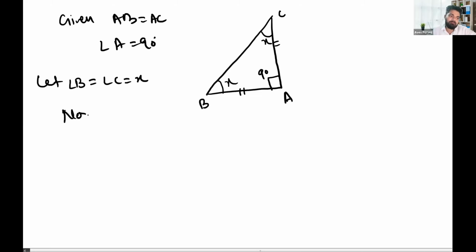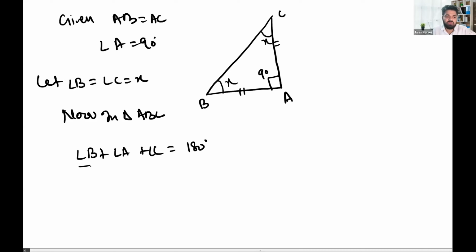Now, in triangle ABC, angle B plus angle A plus angle C is equal to 180 degrees. Sum of all the angles is 180. What's the value of angle B? X. What's the value of angle A? 90 degrees. What's the value of angle C? X. X plus X will give you 2X.